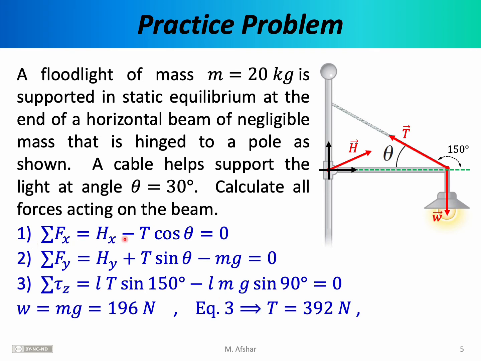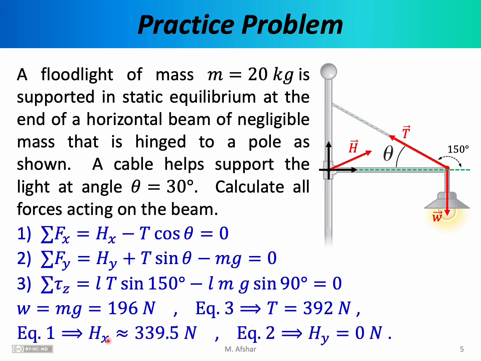Now that we have tension, we can figure out Hx and Hy. We can take our value for tension, plug it into equation 1, and find the x component of the hinge force, and then we can put it in equation 2 to find the y component of the hinge force. When we do that, we find that the x component of the hinge force is approximately 339.5 newtons, and the y component of the hinge force is 0. So in fact, what must be happening is that the hinge force is not pointing in this diagonal direction as we suspected. It is actually simply pointing along the length of the horizontal beam. Its y component is 0, and its length along the beam is 339.5 newtons.